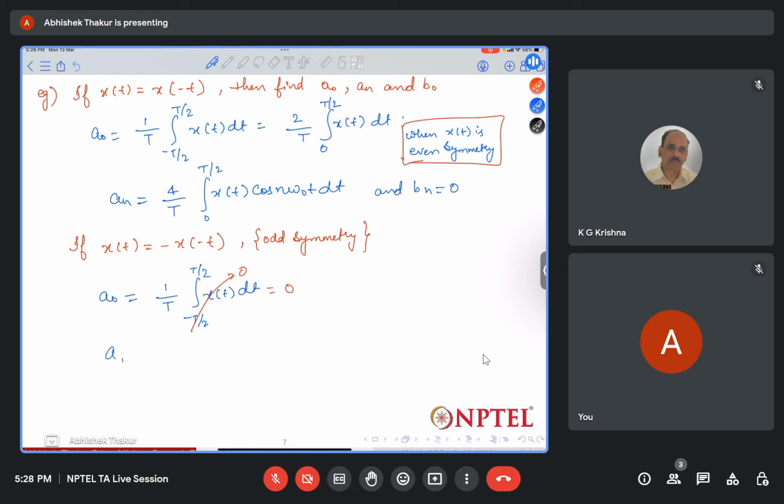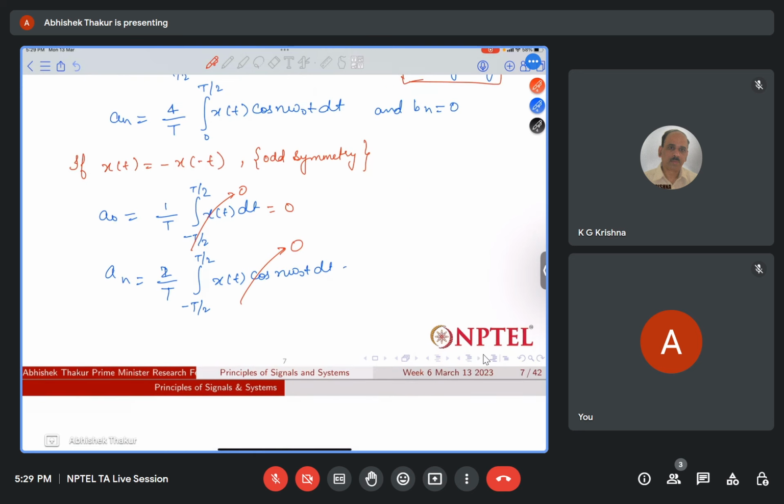And a_n is equal to 2 by T, integral from minus T by 2 to T by 2 of x(t) cos(n omega naught t) dt. And we know that x(t) is odd, so odd into even signal will be odd. So this a_n integration will also lead to 0, and only we will get the b_n term.